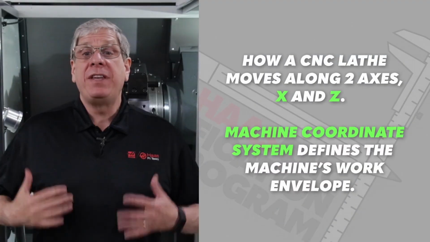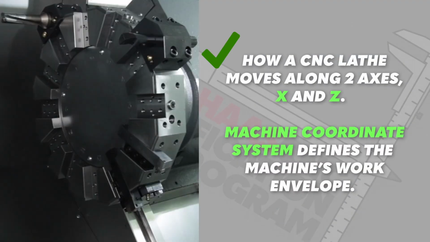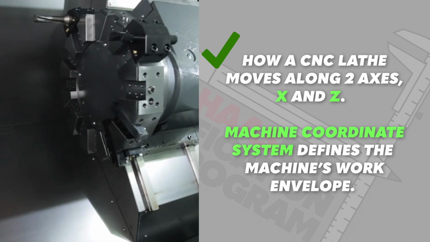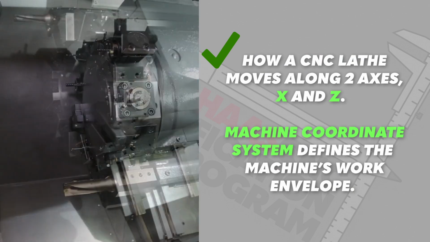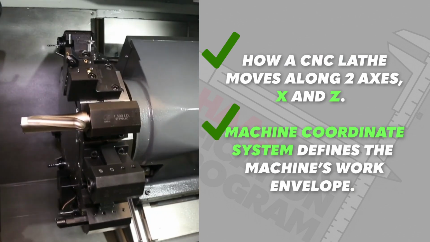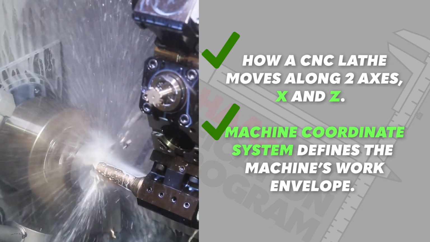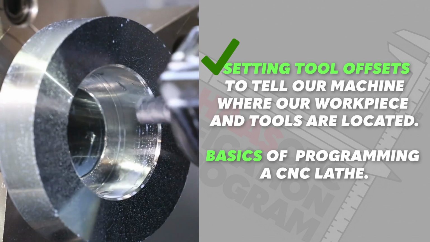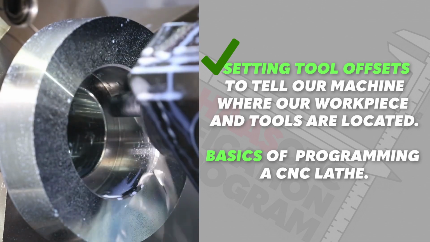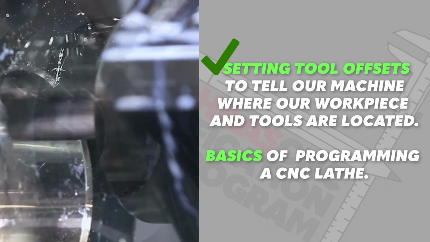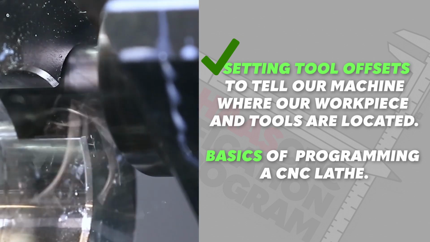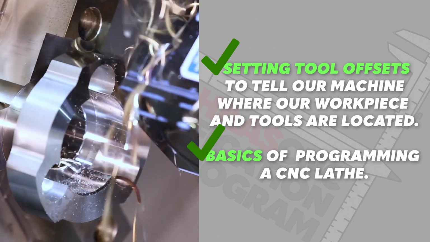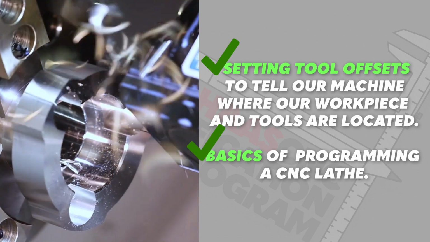So, we've taken a quick look at how a CNC lathe moves along its 2 axes. We talked about the machine coordinate system that defines the size of the world inside the machine. We demonstrated setting the tool offsets to tell the machine where the workpiece and tools are located inside this world. And lastly, we looked at the basics of how we program a CNC lathe to move and cut parts.